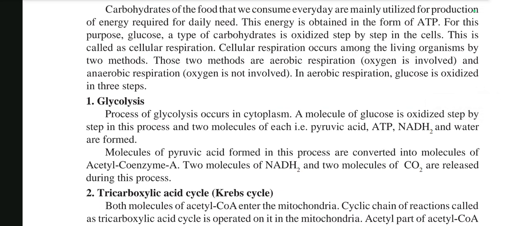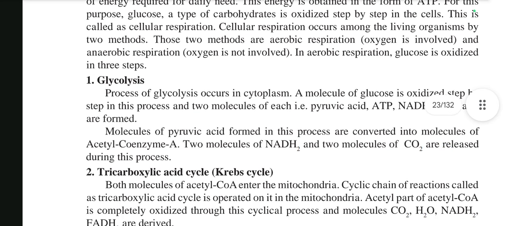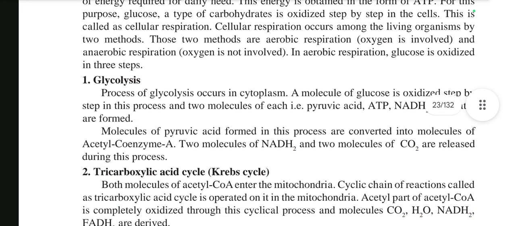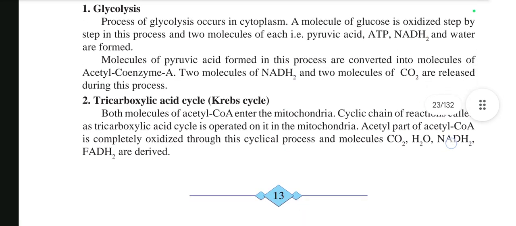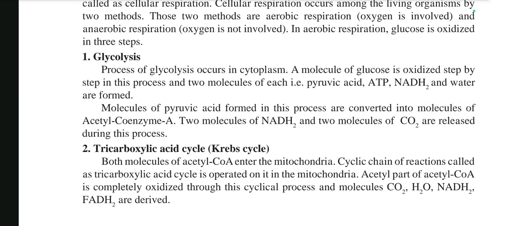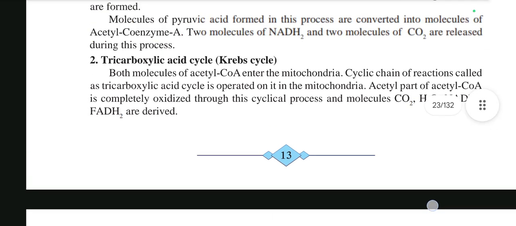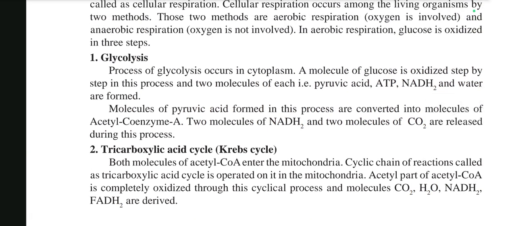Now here cellular respiration occurs among living organisms by two methods. Whenever oxygen is involved, that is known as aerobic respiration, meaning the respiration in which oxygen is there. The respiration in which oxygen is involved is called aerobic respiration, and anaerobic respiration is where oxygen is not involved. Now you may see that in aerobic respiration three stages are there: glycolysis, the TCA cycle, and finally the ETC chain. So firstly, what is meant by glycolysis?